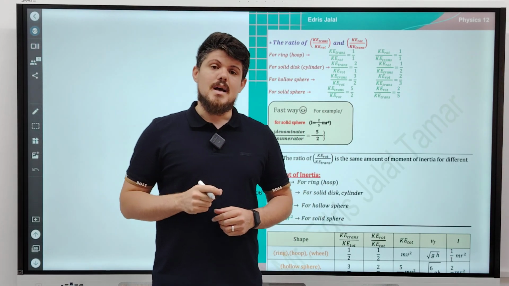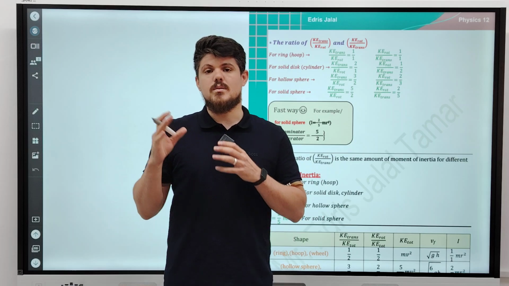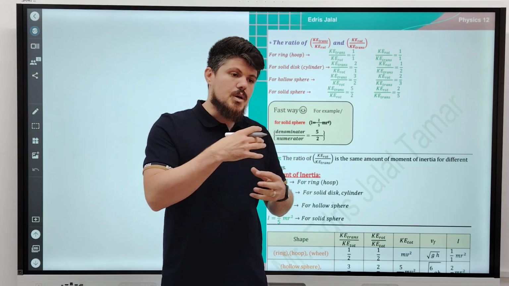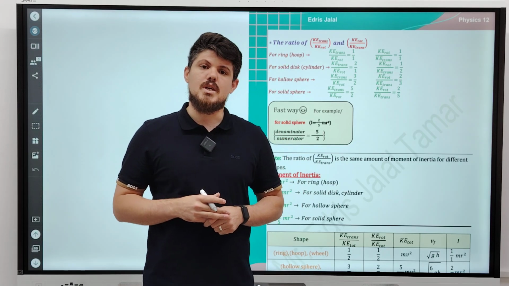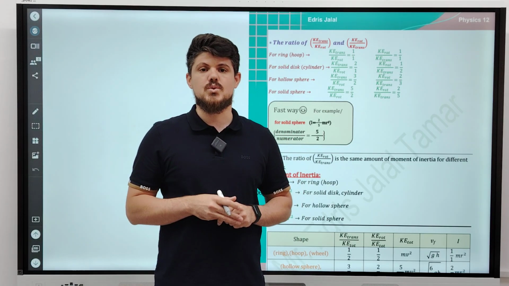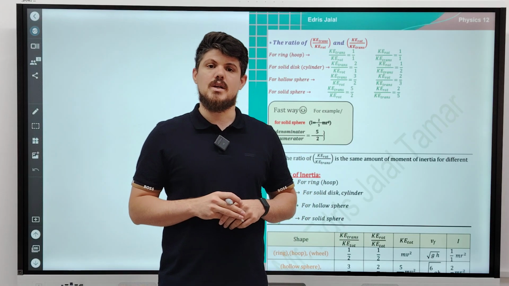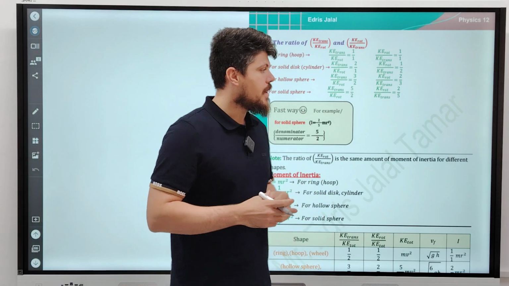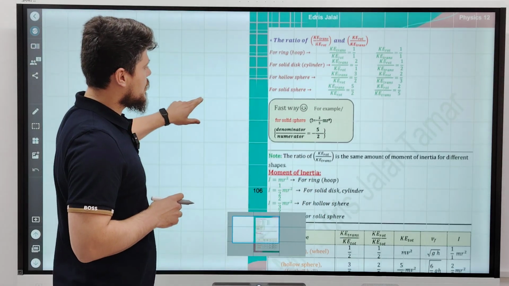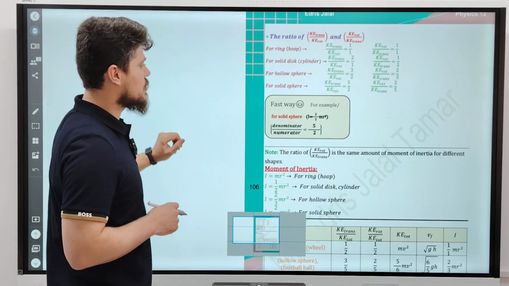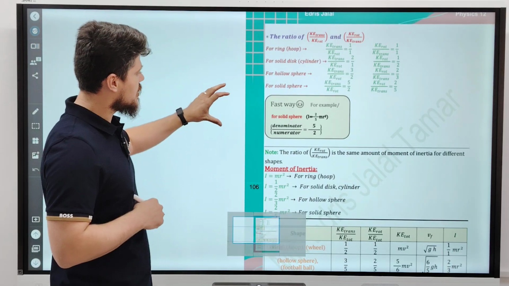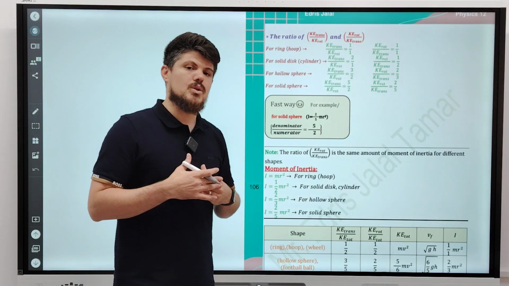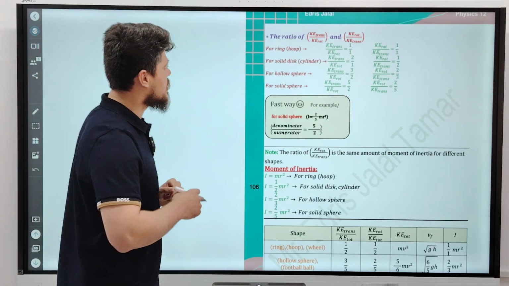Why? Because when the bowling ball is released from some height of the incline, its position continuously changes and it is also rotating. That is why it has both types of kinetic energy, rotational kinetic energy and translational kinetic energy. So in today's lesson, we are going to solve some questions related to rotational kinetic energy, and I'm going to prove some ratios between the rotational kinetic energy, translational kinetic energy, and total kinetic energy.